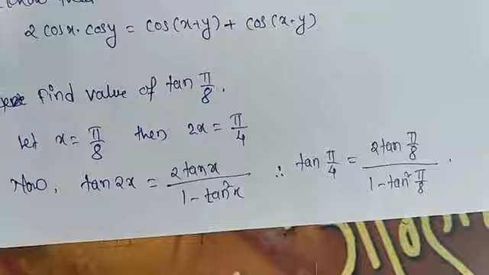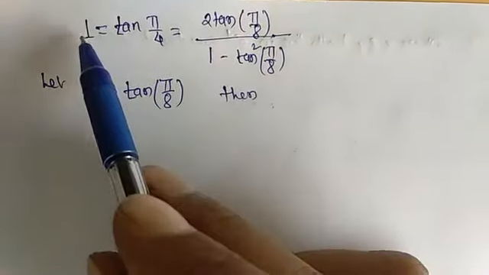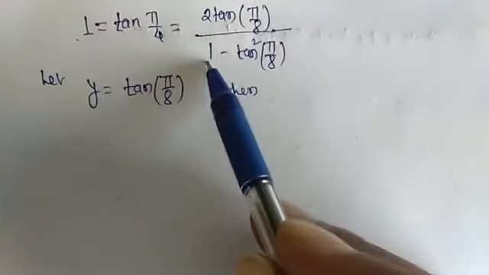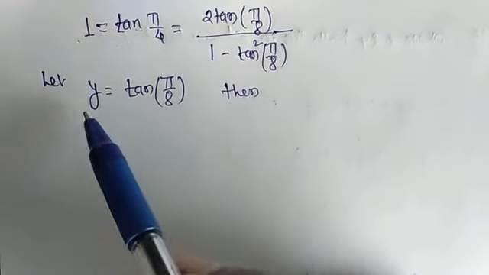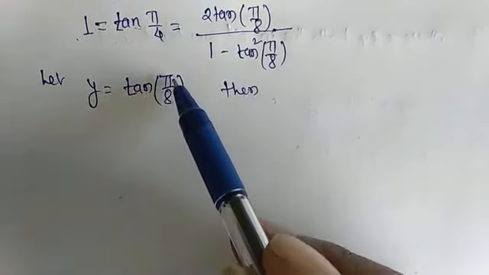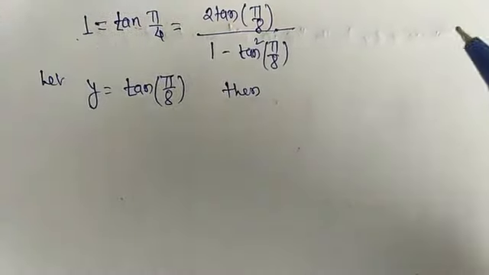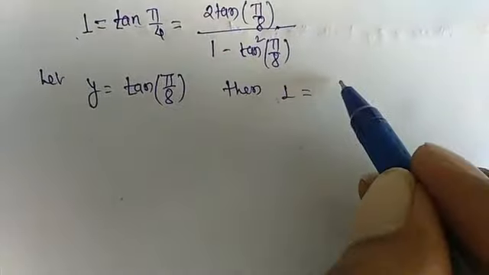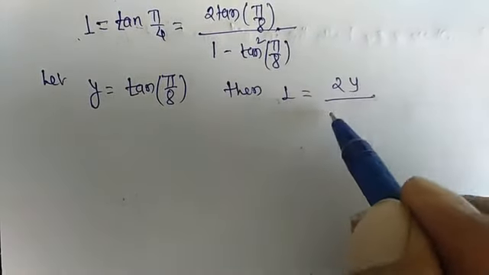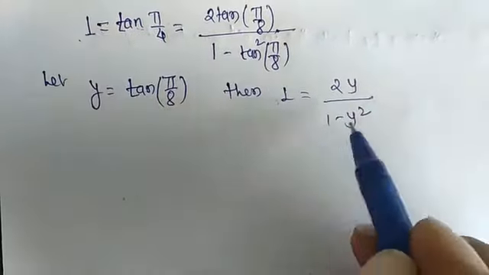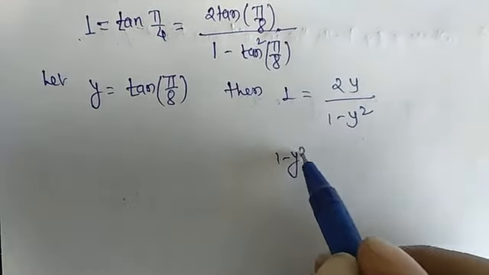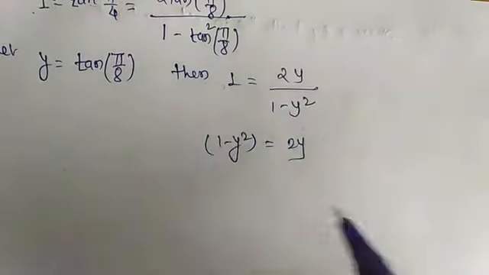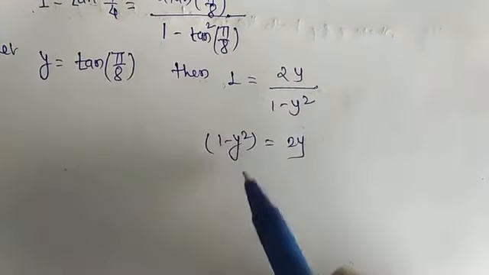Now here tan pi by 4 is 1, which is equal to twice tan pi by 8 upon 1 minus tan square pi by 8. Now here let y is equal to tan pi by 8, then we can write LHS is 1 is equal to twice y upon 1 minus y square, which means 1 minus y square is equal to twice y. So here it can be written as y square.